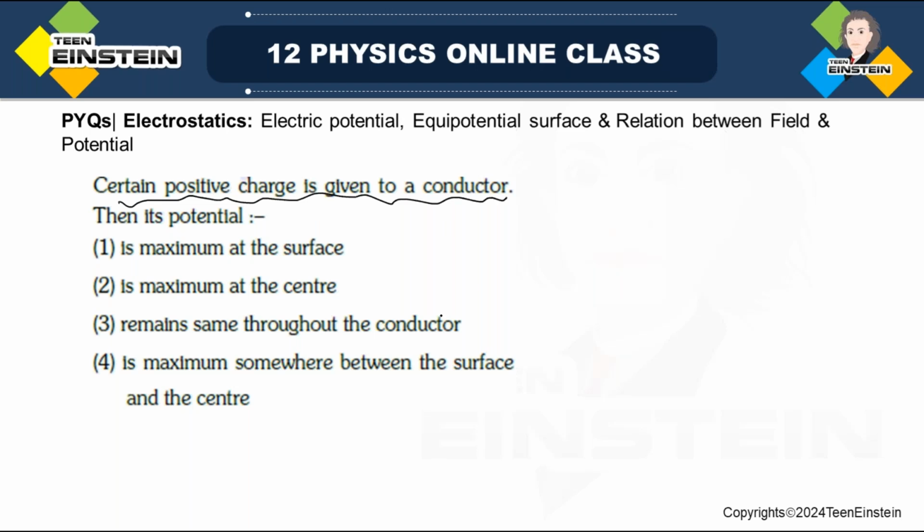So as you know, the surface of a spherical conductor, when we just provide a charge, will be an equipotential surface, okay? Equipotential surface everywhere up to the surface. So the potential remains the same. Even if you add some positive charge to the conducting sphere, the potential remains the same throughout the conductor.